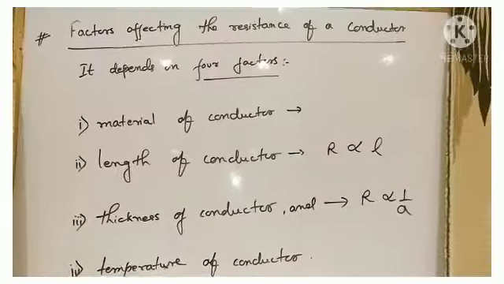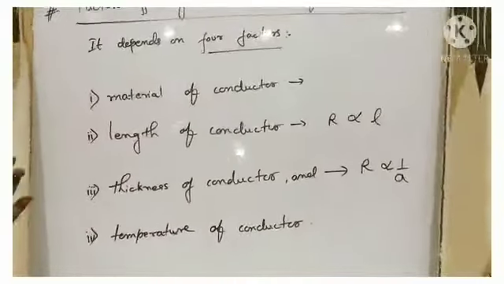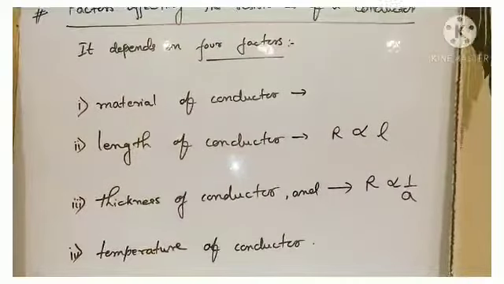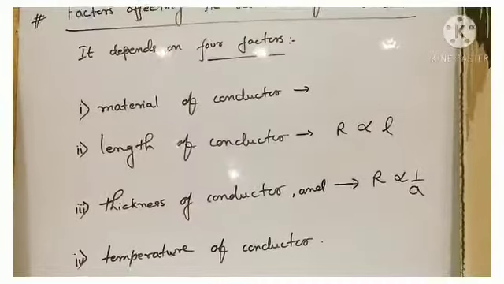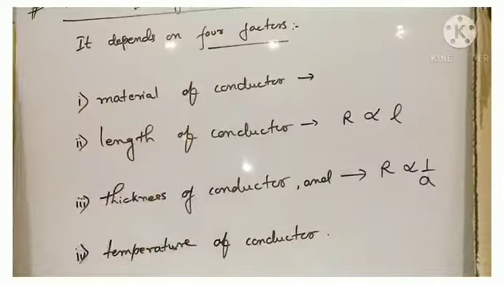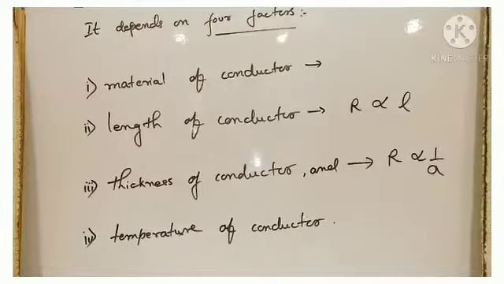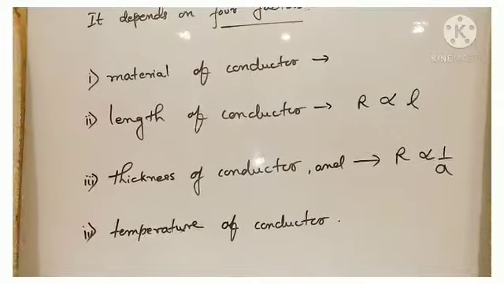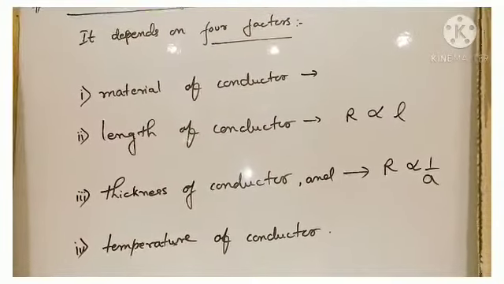Now, factors affecting the resistance of a conductor. It depends on 4 factors. Number 1 is the material of the conductor. Different materials have different concentrations of free electrons, and therefore the resistance of a conductor depends on its material. Metals such as silver, copper, aluminum, etc. have a concentration of free electrons in decreasing order. So their identical voids offer resistance in increasing order.